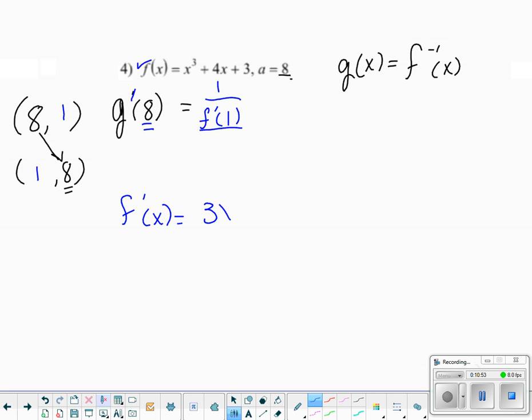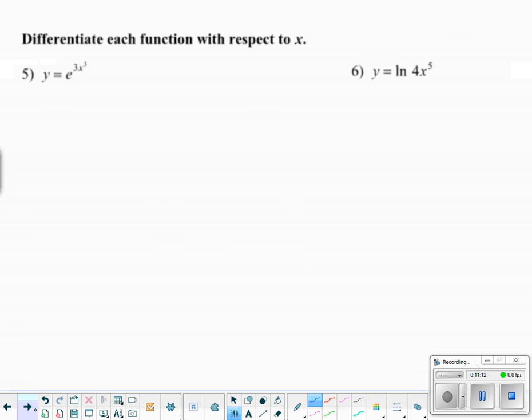F prime would be 3x squared plus 4. F prime of 1 is 3 plus 4, or 7. I know its reciprocal is 1/7. G prime of 8 is 1/7. Okay, be prepared to do an inverse derivative at a point.